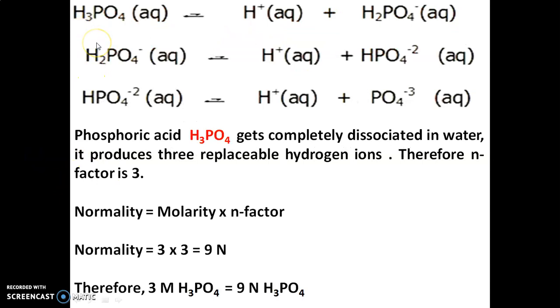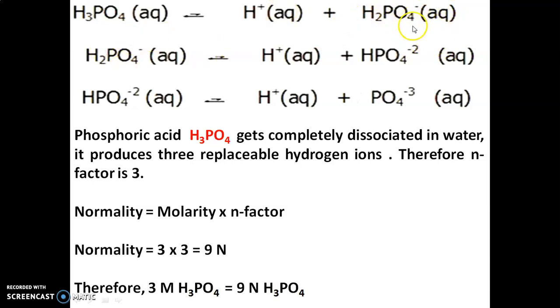It undergoes ionization, it releases 3 H plus ions. Okay, this phosphoric acid contains 3 hydrogens. In the first step, this phosphoric acid loses 1 hydrogen and forms H2PO4 minus. Means initially H3PO4, that is in the aqueous solution, undergoes ionization and forms H plus ion, that is in the aqueous solution, plus H2PO4 minus, that is in the aqueous solution. In the second step what happens?